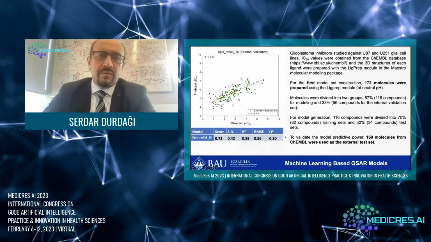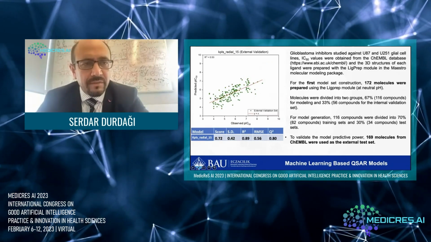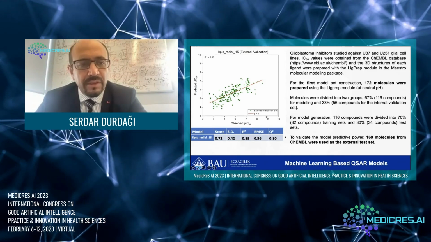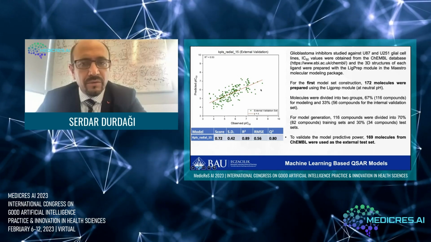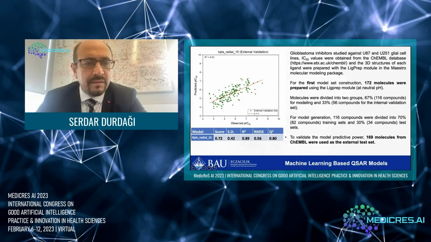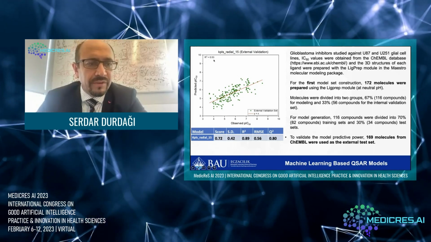But we want to see how well this model predicts the external test molecules. As I said, we used 169 molecules, and the R square value was 0.53, as you can see.